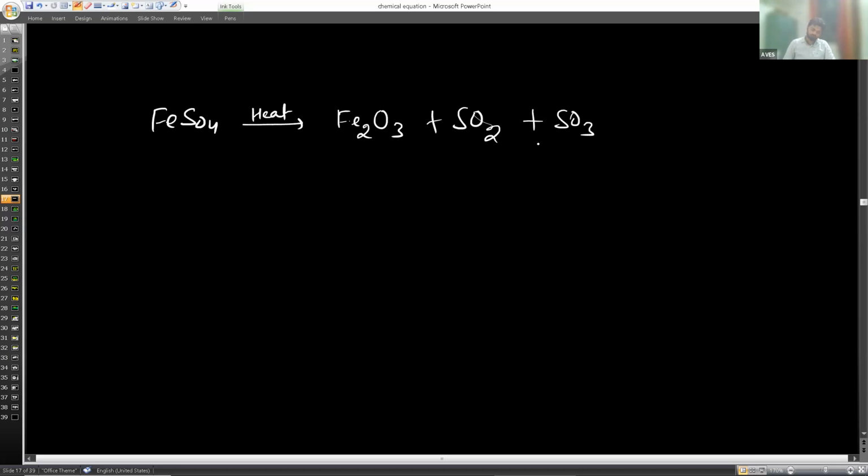Which element are you going to balance first? Iron. How many iron are there? 1 and then 2. So by what number should you multiply iron? Multiply by 2. Now this 2 is going to multiply with this one, and with this one. Check whether it is balanced or not.